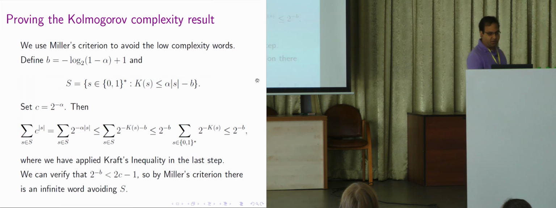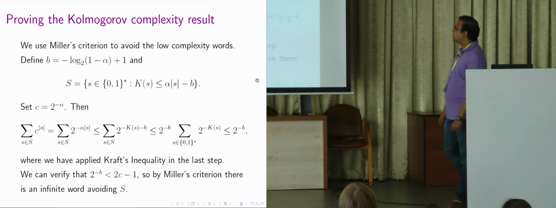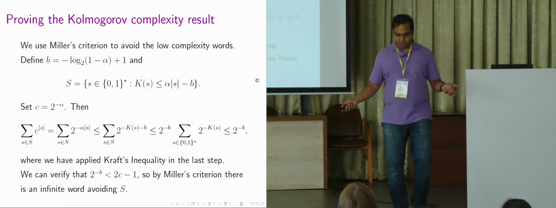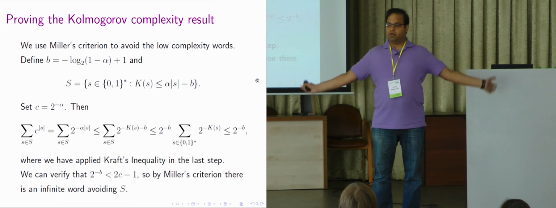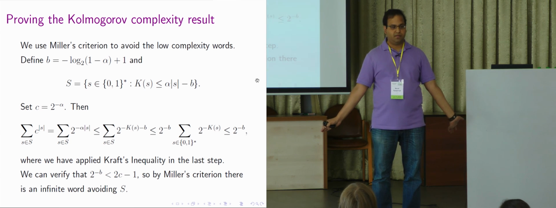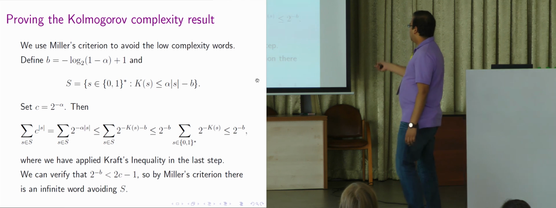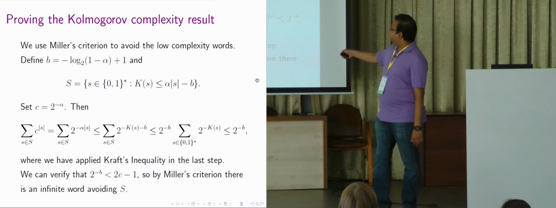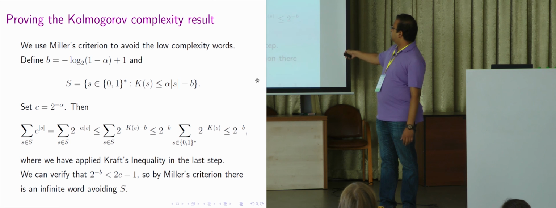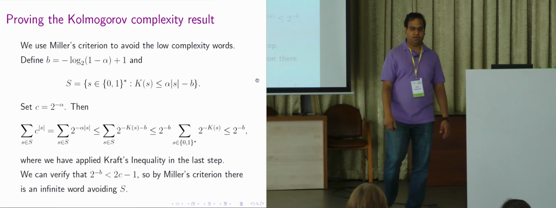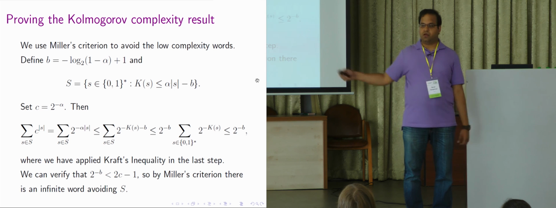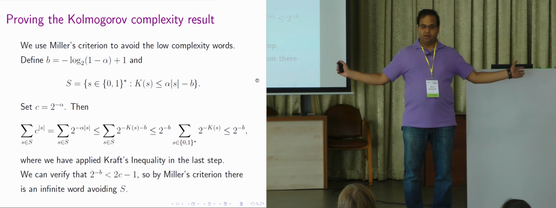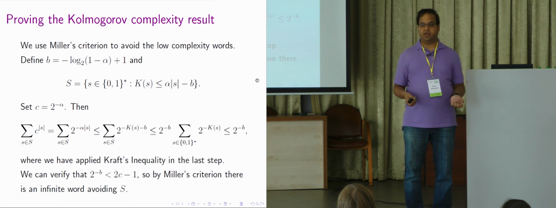So I'll just quickly show you the proof. It's very simple. To get the word that you want, you construct a word avoiding all the low complexity words. Okay, so what are the low complexity words? They're all the words s whose Kolmogorov complexity is less than alpha times the length of s minus some constant b. Okay? So those are the low complexity words. We avoid them, then in our infinite word, all the factors have high complexity.